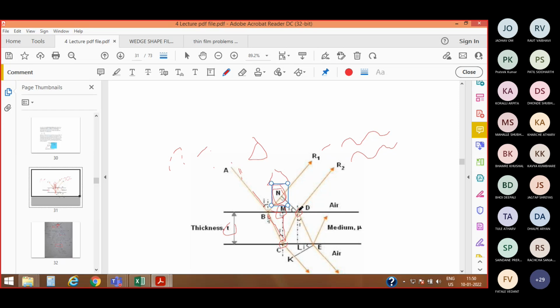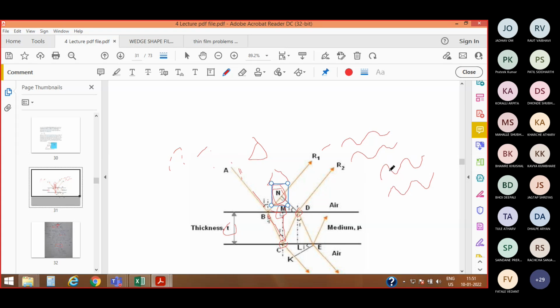Again at point D, what is happening? Some part of light is partially reflected here. So reflected light comes from D to E. Again reflection and refraction happen at point D. So it is continuous. So we get two light rays, and when these two light rays are superimposed with each other in space, there is either constructive or destructive interference. So it depends on the phase difference.